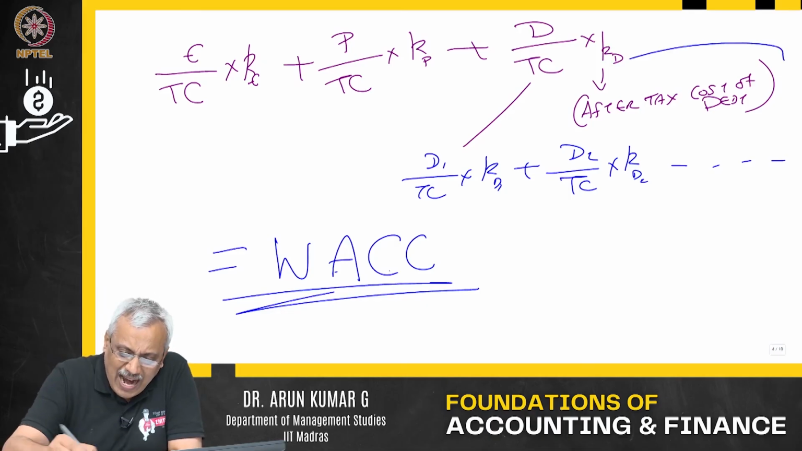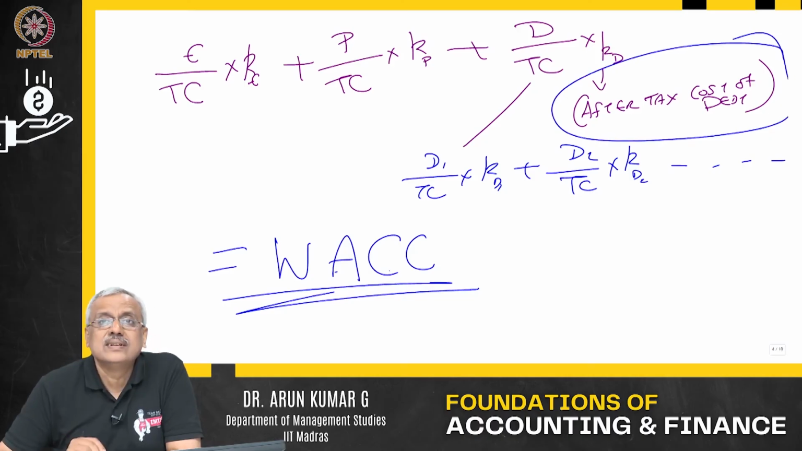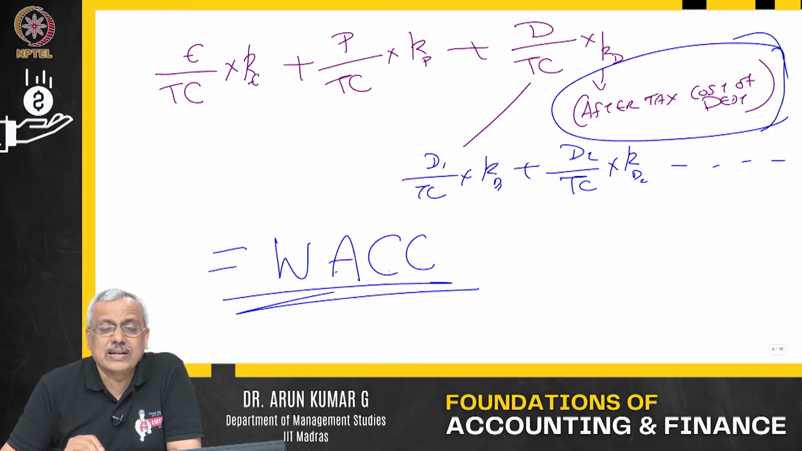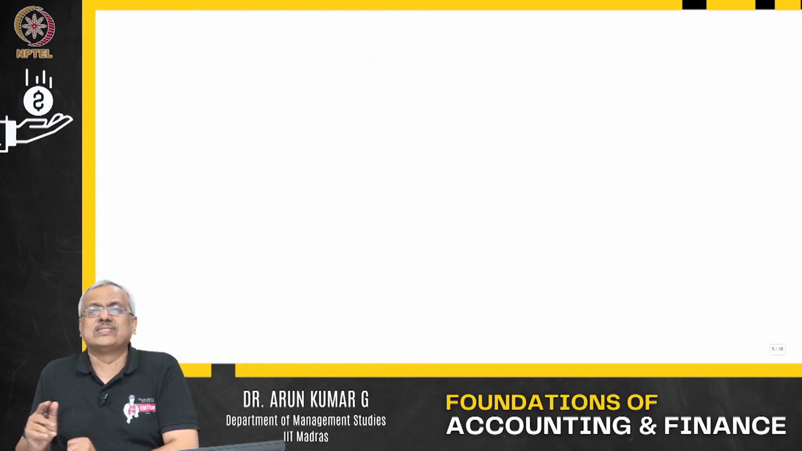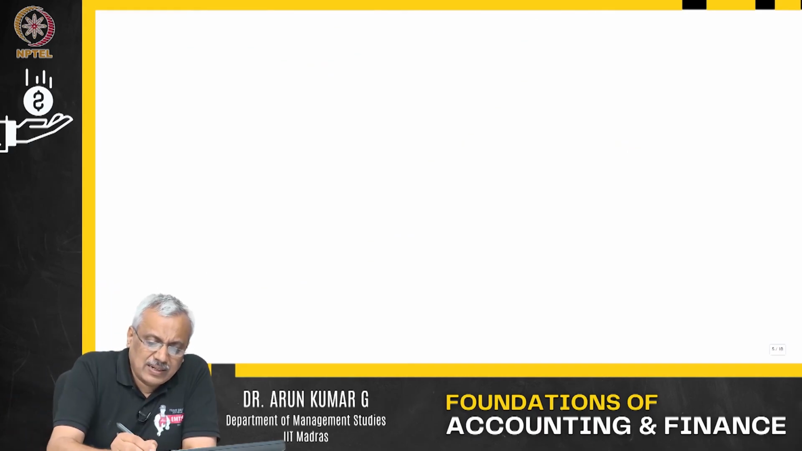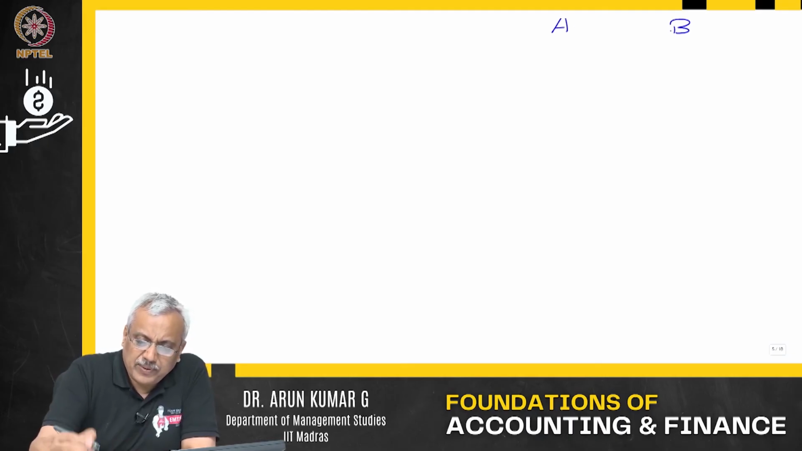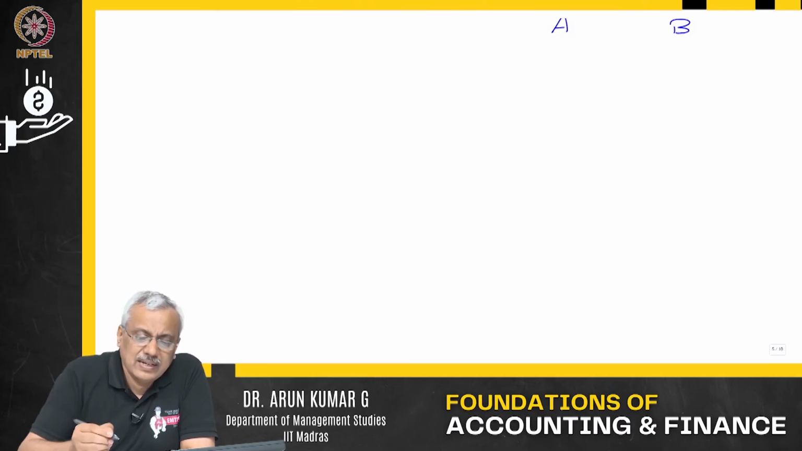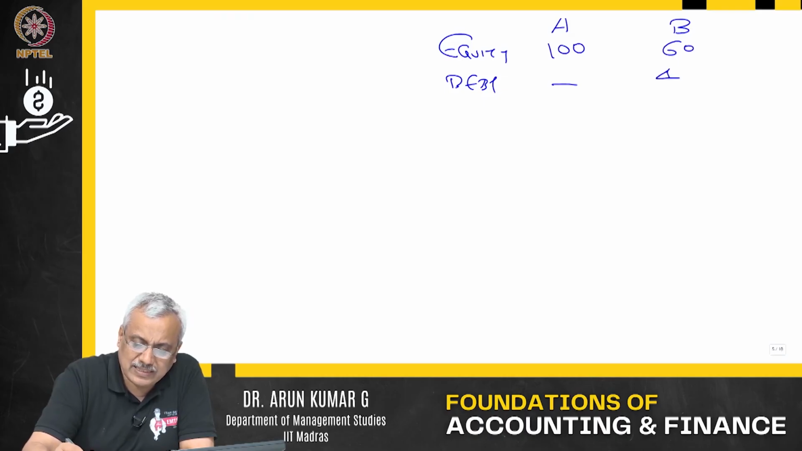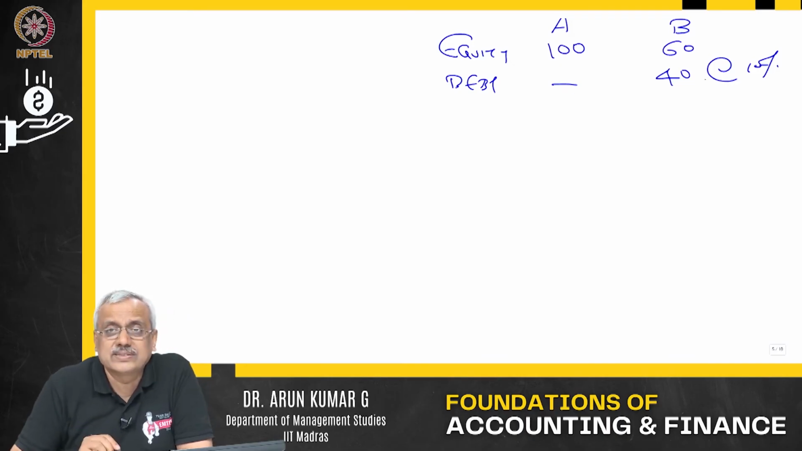Now, why did I say after tax cost of debt? Let us take an example and see. I have used this example many times, but let us look at it. Let us look at two companies A and B. A has equity, B has debt and equity. A has $100 equity, B has $60 equity, $40 debt, and this debt is at 10%. So total capital for both is 100.